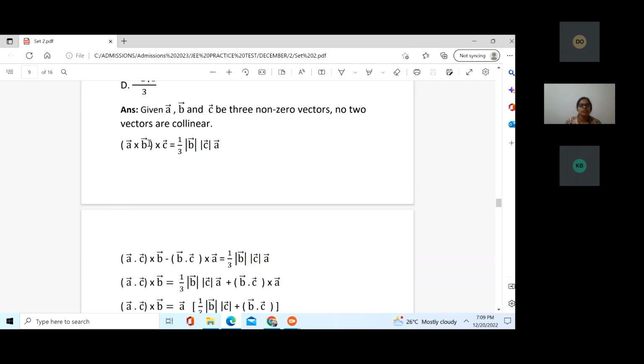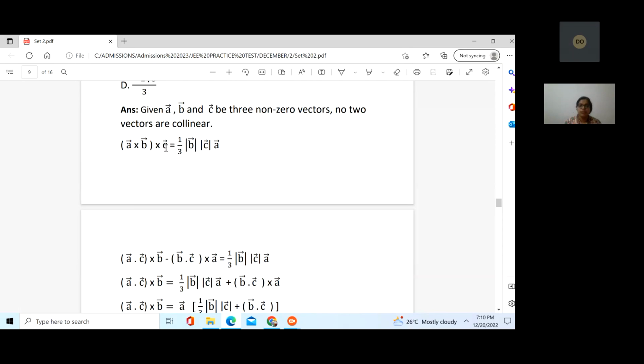Here we can use the triple vector product formula that we have studied. So here it's A cross B cross C. You can write this as A dot C cross B minus B dot C cross A. I hope everybody remembers this formula because it is very important when it comes to solving a lot of problems in competitive examinations. This formula is very, very important, so please take a note of it.